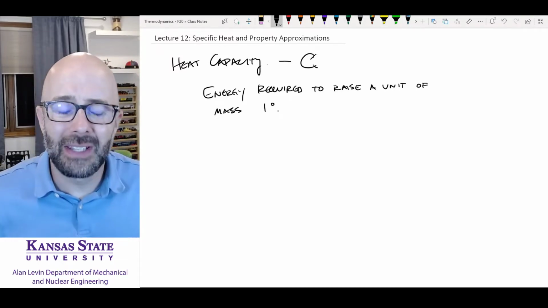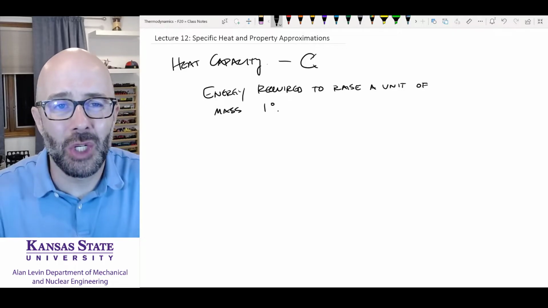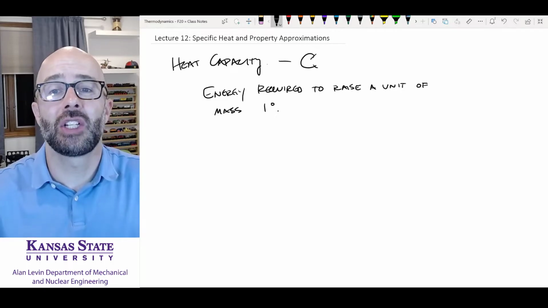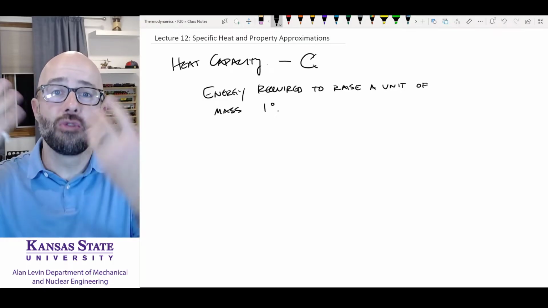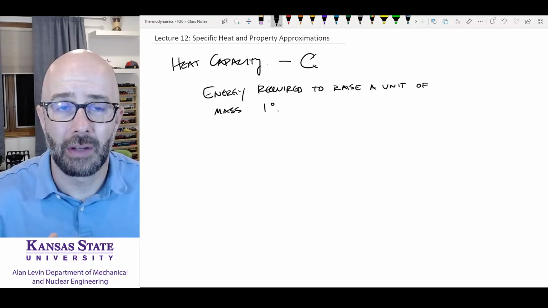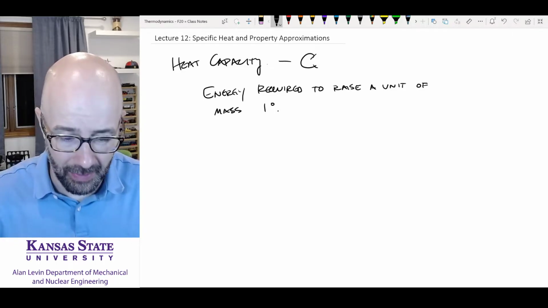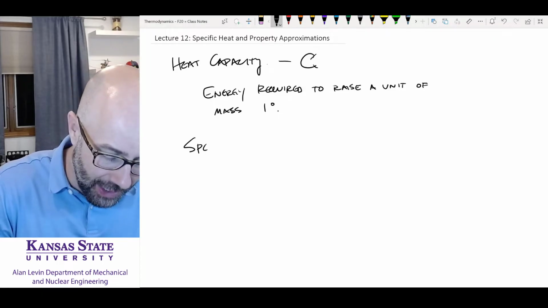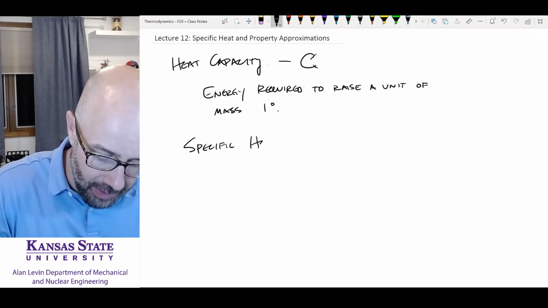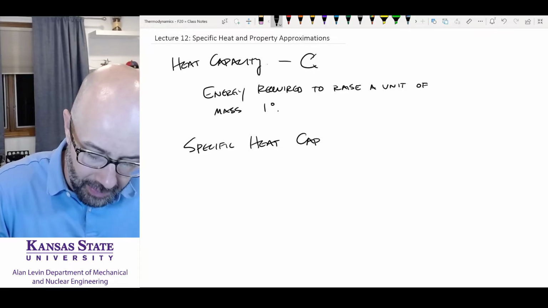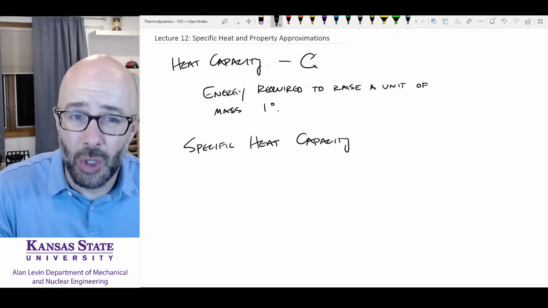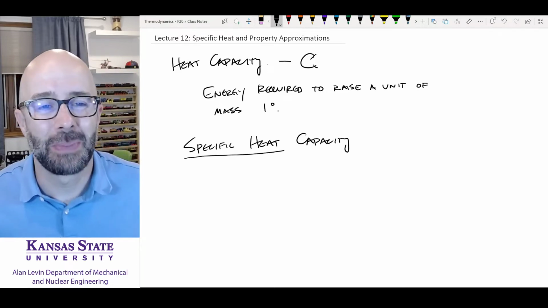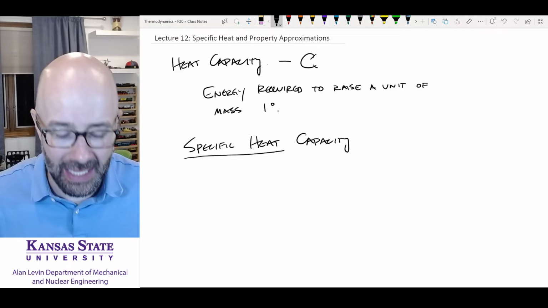And not every substance has the same amount of energy required to raise a unit of mass 1 degree. Or this could also be said as the energy required to be removed to lower the temperature 1 degree. Everything has a different value of this. Okay, that's called heat capacity. And we often talk about this as specific heat capacity. You might have heard it already in chemistry as just specific heat. We often will say specific heat, and it's just short for specific heat capacity.